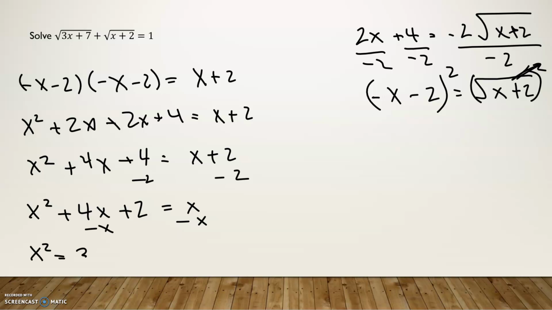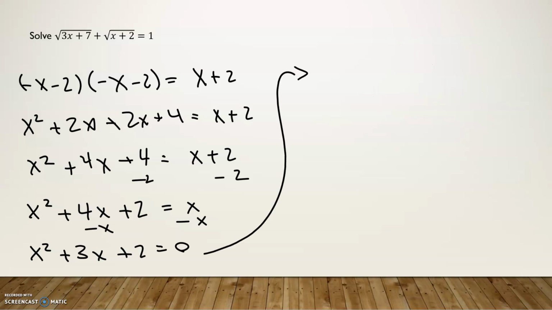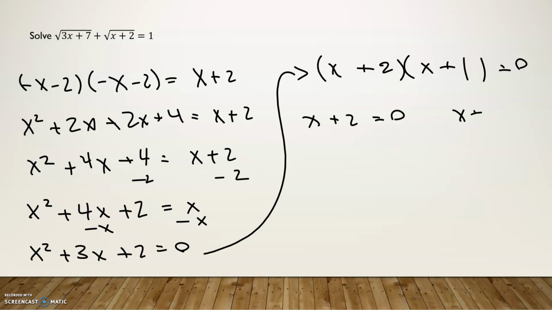That will be 3x plus 2. And then what I need to do is factor. So x, break down the 2. Looks like just a 2 and a 1. Positive for both of them. 2 times 1 is 2. 2 plus 1 is positive 3. Okay. So x plus 2 equals 0, and x plus 1 equals 0. So x equals negative 2, and x equals negative 1.